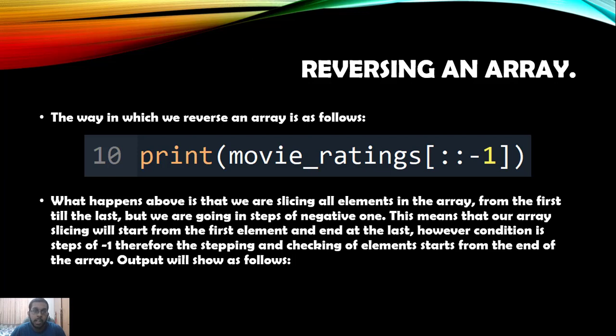Reversing an array. The way in which we reverse an array is as follows. Print movie ratings colon colon -1. What happens above is that we are slicing all elements in the array from the first till the last, but we are going in steps of -1. This means that our array slicing will start from the first element and end at the last. However, the condition is steps of -1. Therefore, the stepping and checking of elements start from the end of the array. Output will show as follows.